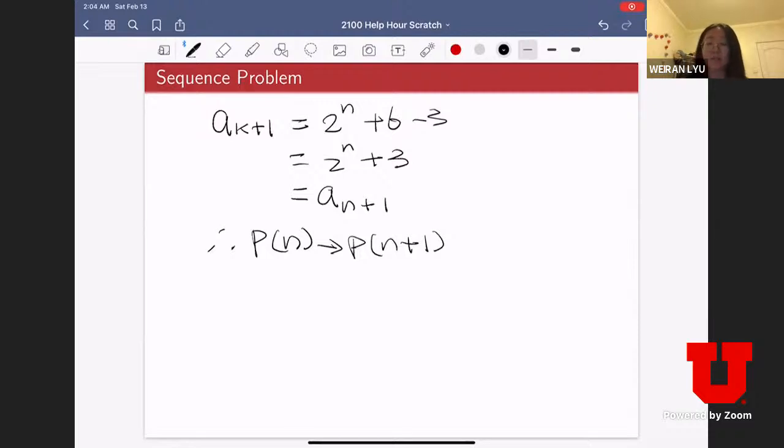All right, any question on this one? About how we use induction to show they're equivalent?